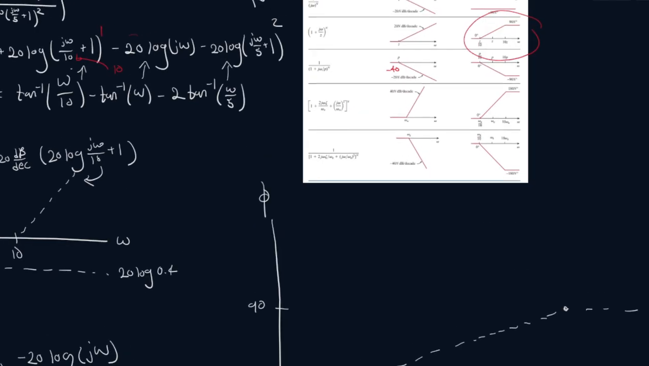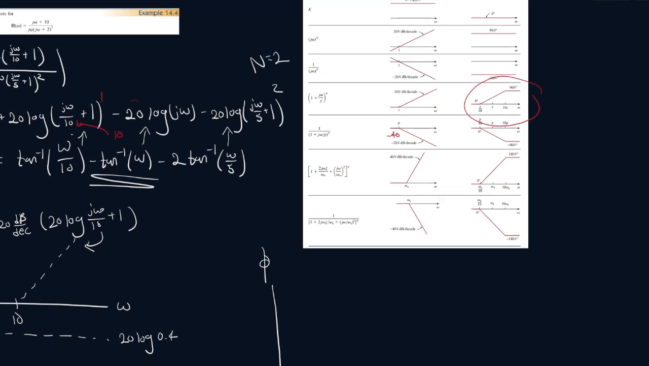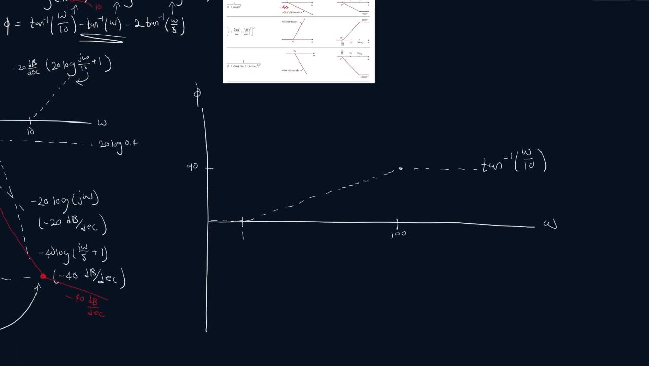Now, this one, we see it's related to this, and it's a negative value. So JW, so it's going to be 1 over JW. It's going to be this one. And we see it should be minus 90 degrees all the way around. So it's going to move like this.